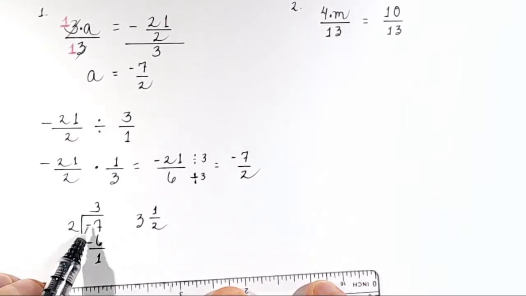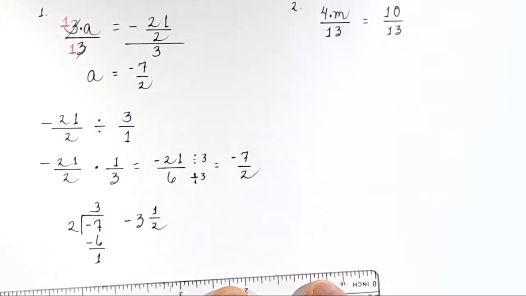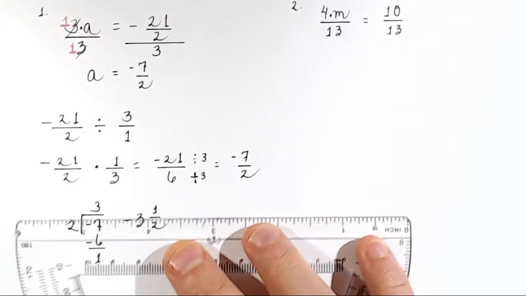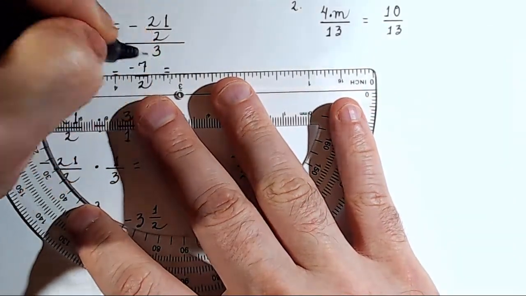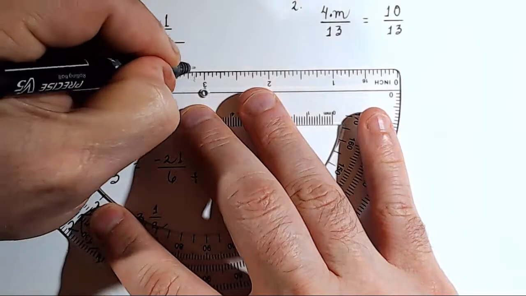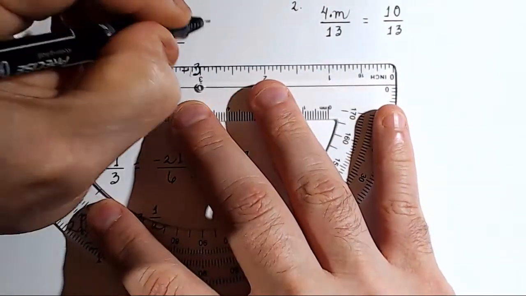This is where this negative symbol comes back in. The whole thing is negative. So it's negative 3 1/2. So we can write this negative 7 over 2 as negative 3 1/2.